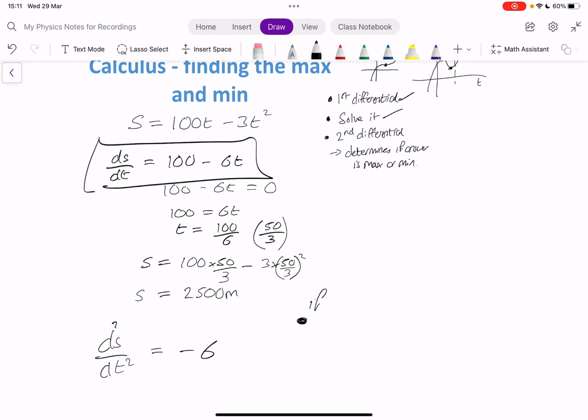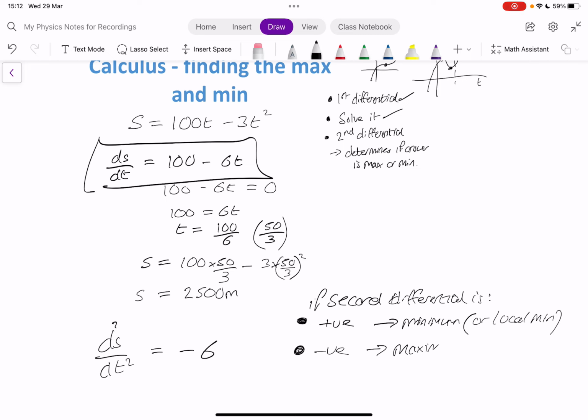If the second differential is positive, the interpretation is that we found a minimum, or at least a local minimum. If it is negative, then we found a maximum, or again at least a local maximum. If it is 0, then we found an inflection point.